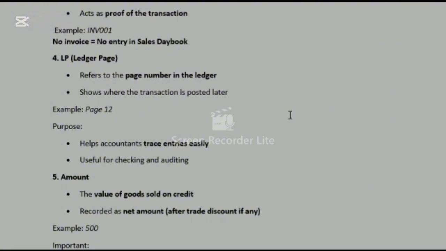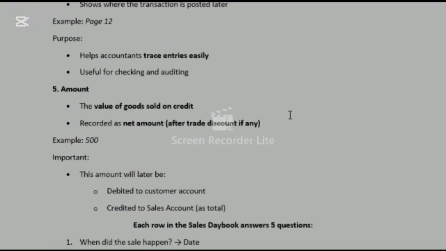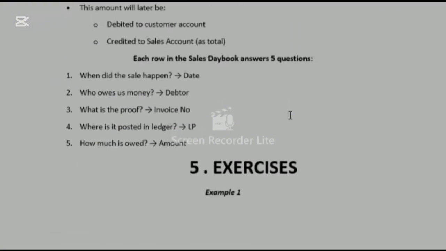Ledger page refers to the page number in the ledger. It shows where the transaction is posted later. I think it is understandable. Amount is the value of goods sold on credit, recorded as a net amount after trade discount, if any.